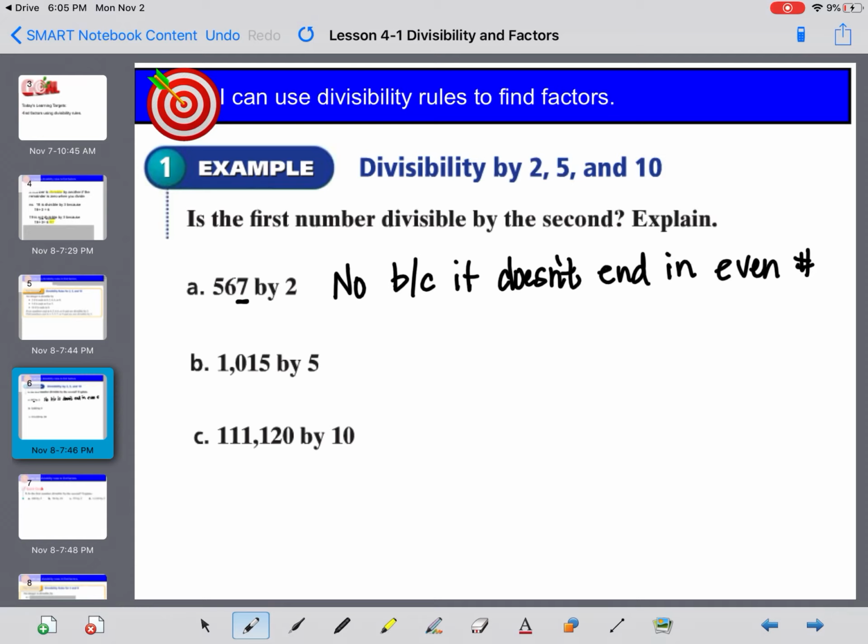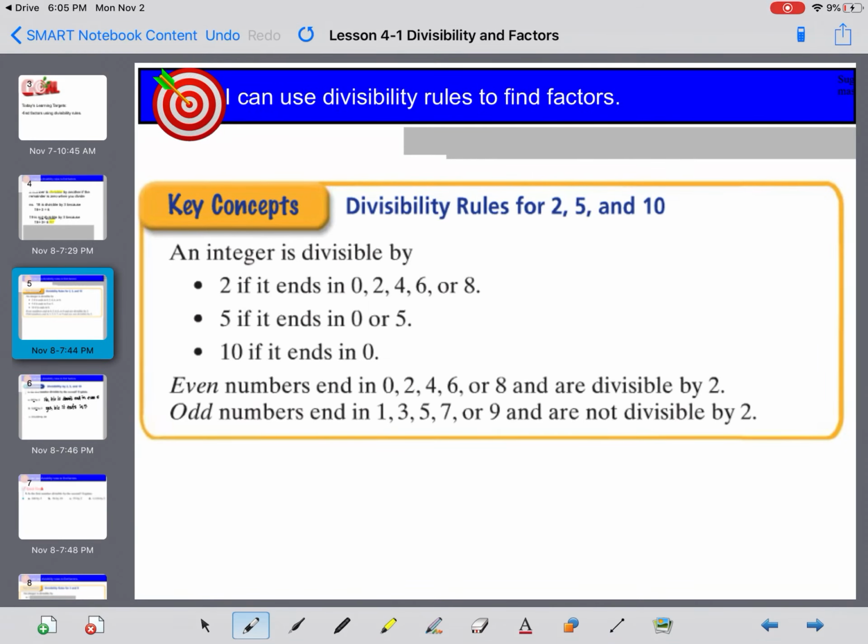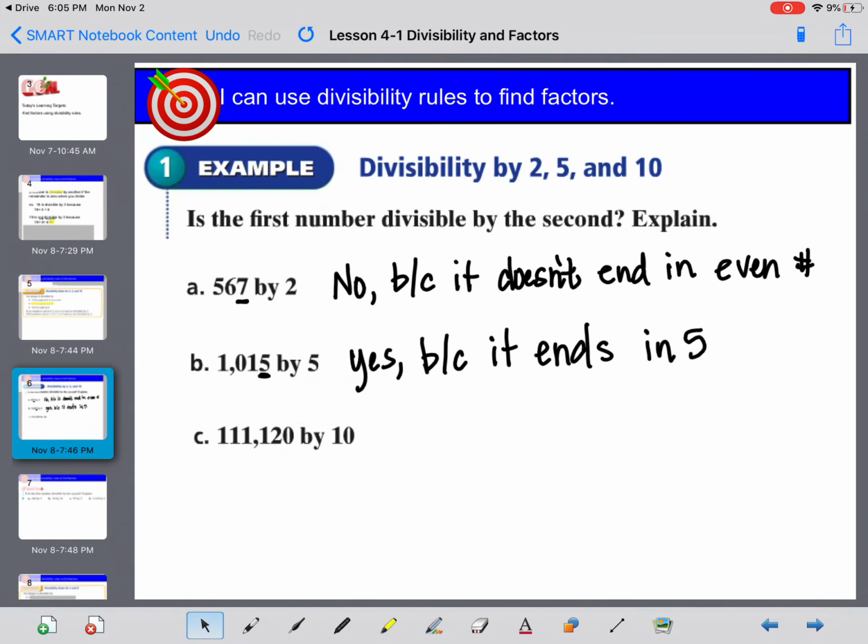Letter B, 1015. Is it divisible by 5? And the answer is yes. The reason that it's yes is because the number I'm dividing ends in a 5. And remember when you look at your rules that any number that ends in 0 or 5 is divisible by 5. It will go in there evenly.